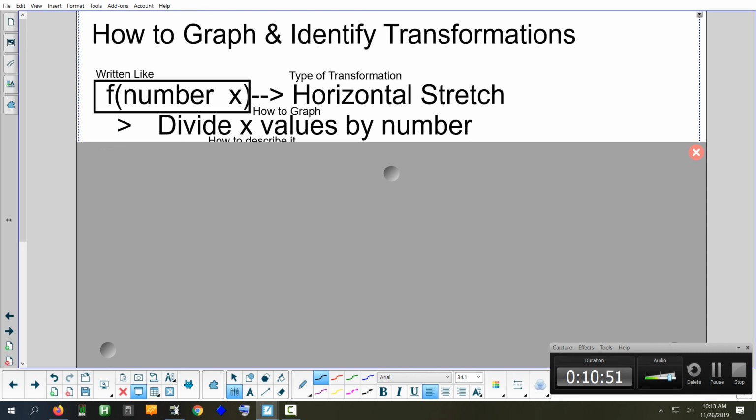How would you graph it? Well, if you had a horizontal stretch, everything here is going to affect x values. Okay? Everything on the other page was y values. Now we're doing horizontals. Everything is going to affect the x's.